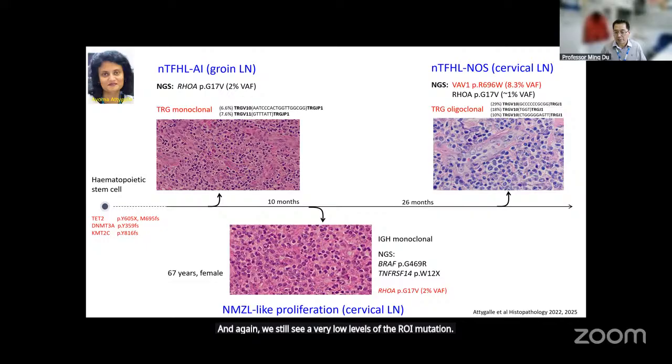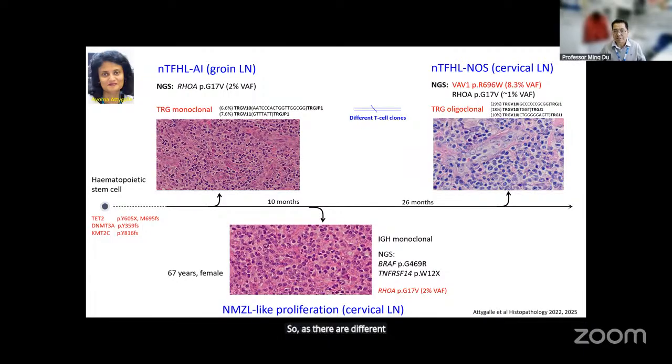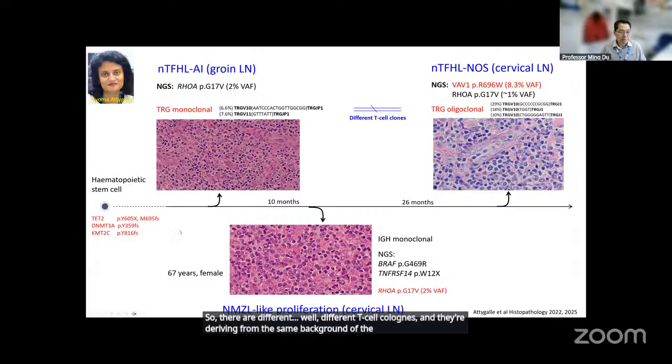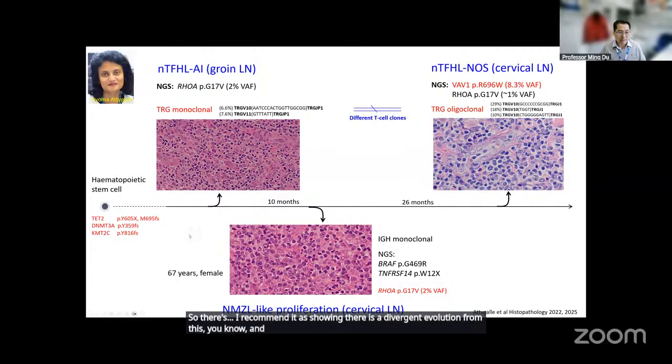The morphological observation indicates this is now a nodal TFH lymphoma NOS rather than angioimmunoblastic type. So they are different, involving different T cell clones, and deriving from the same background of clonal hematopoiesis with the identical TET2 and DNMT3A mutations. So this elegantly shows there is a divergent evolution from this clonal hematopoietic stem cell population generating two different TFH lymphomas in this case.